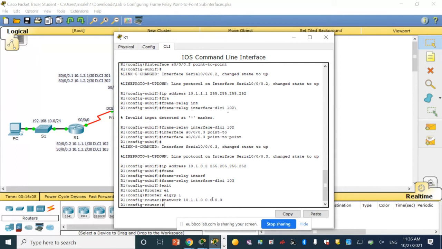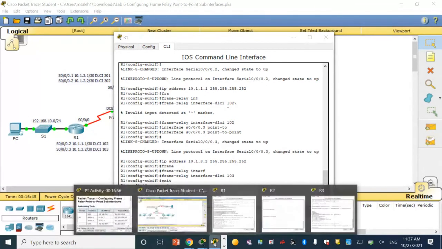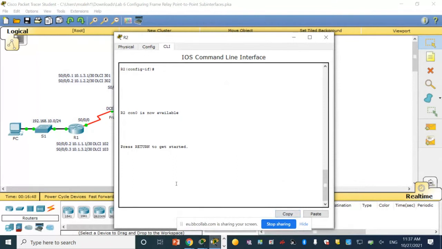Okay, we have to do this command, yes. You have to type the command EIGRP 1 and do the network. These three commands, you have to type them. You have to enter them. And then the second network is 10.1.3.0 and then 0.0.0.3. Now we will do a similar thing on router 2. Okay, so let's go to router 2, please.